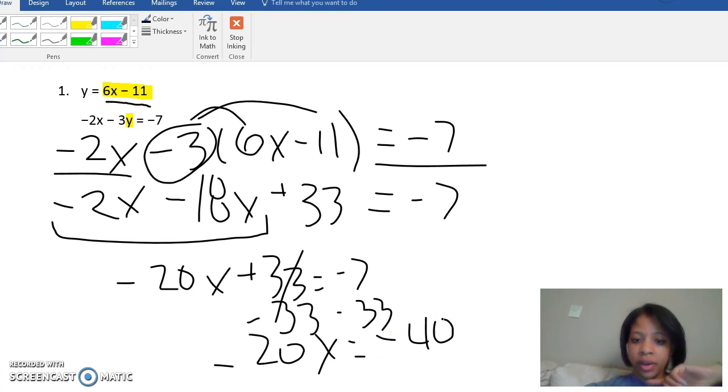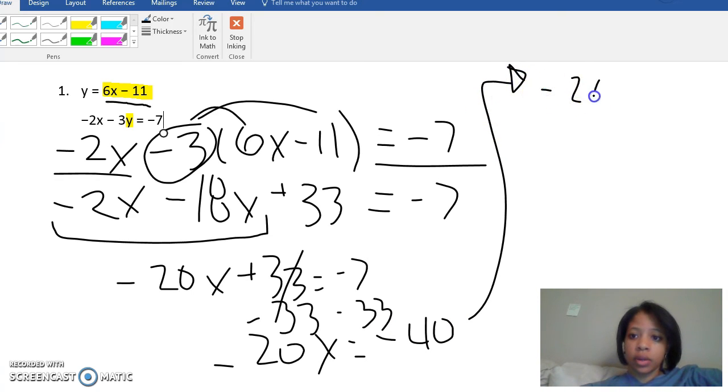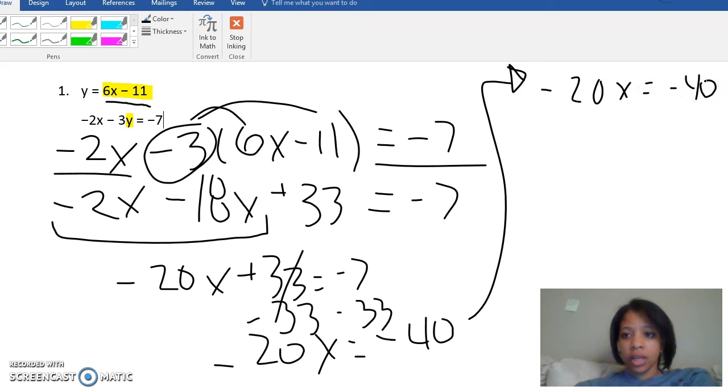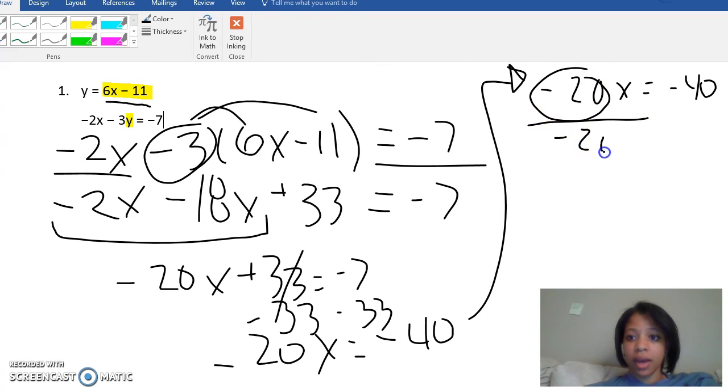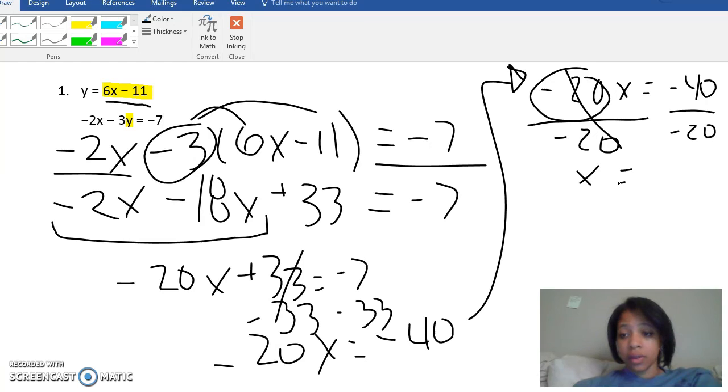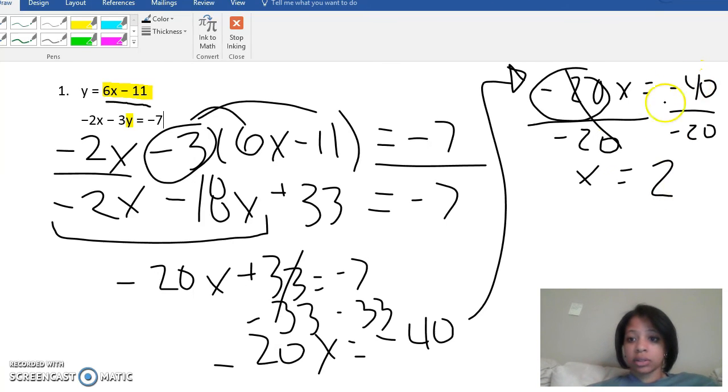I'm going to rewrite this up here. So negative 20x equals negative 40. And now we're trying to get x by itself. So we want to get rid of this negative 20. Remember, this is negative 20 here. So I'm going to divide both sides by negative 20. Okay? So those cancel. All I have left is x equals negative 40 divided by negative 20 is going to be positive 2. Right? So now this x equals 2 here is one of my answers.